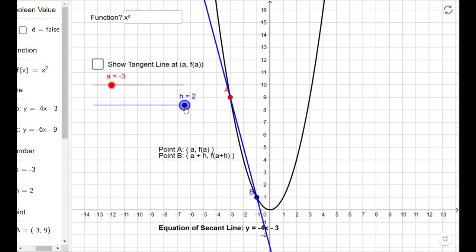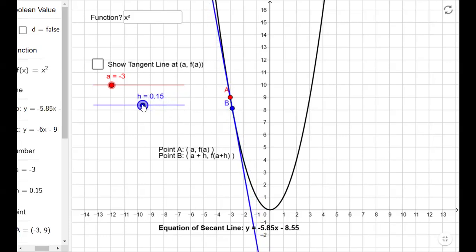But for instantaneous, I need a tangent because at one point the line should cross. So I have to make the h very, very close to the a. So I will be reducing my h. And when I put 0, it will eventually become a single point and I will get a tangent line, right? So this is the concept. A secant line will represent average. A tangent line will represent instantaneous rate of change.